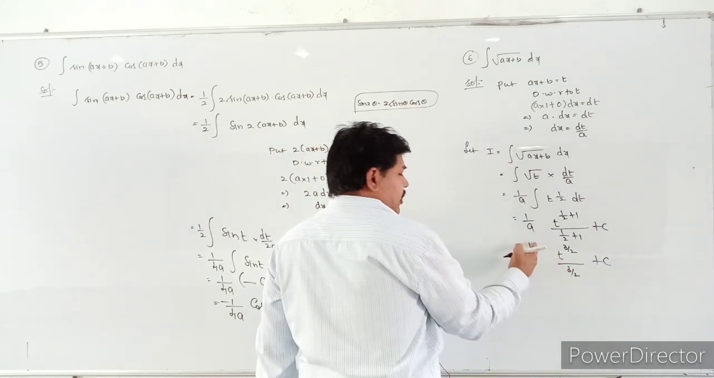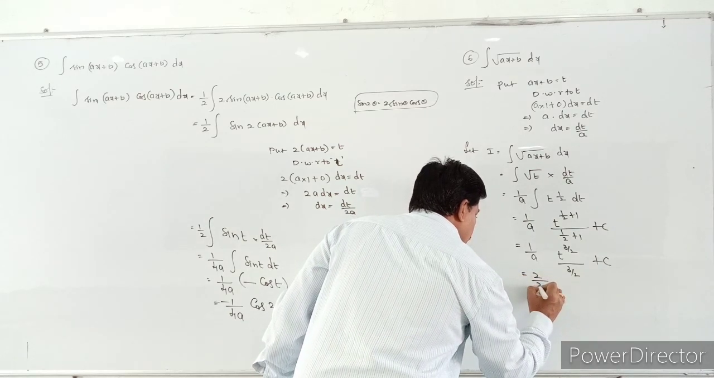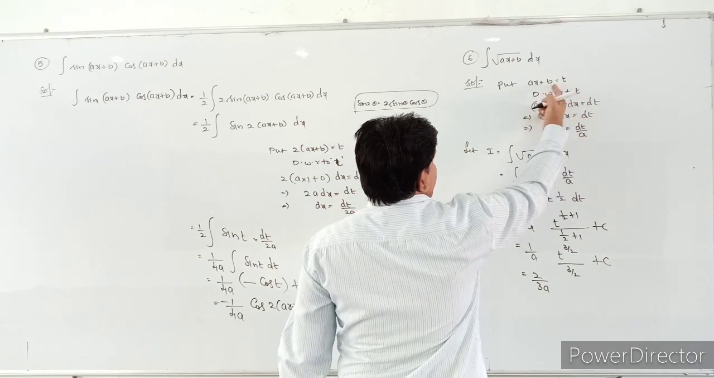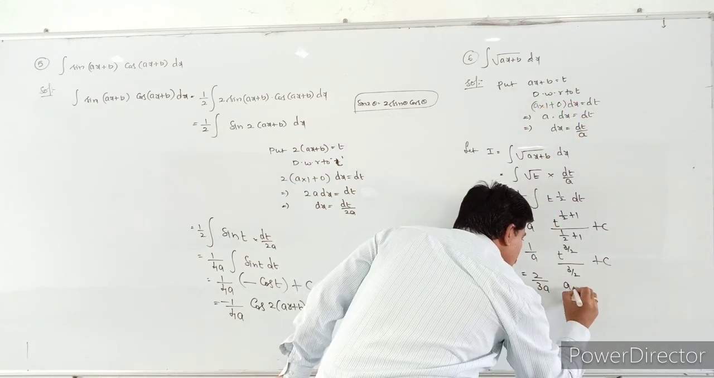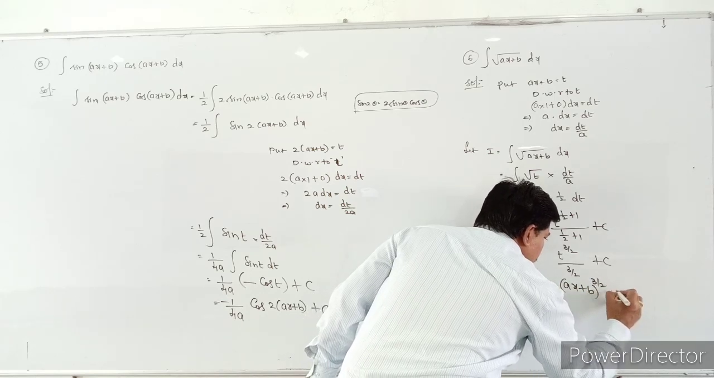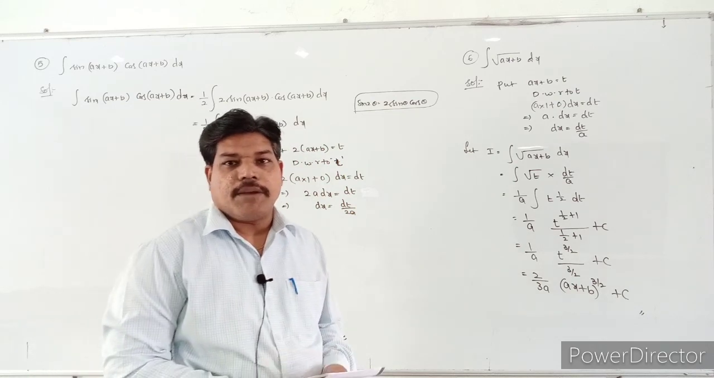This 3 by 2 goes into the numerator and becomes 2 by 3. So what happens? 2 by 3a into t power 3 by 2. What is the t value? T is nothing but ax plus b. So you will get 2 by 3a into ax plus b whole power 3 by 2 plus c.